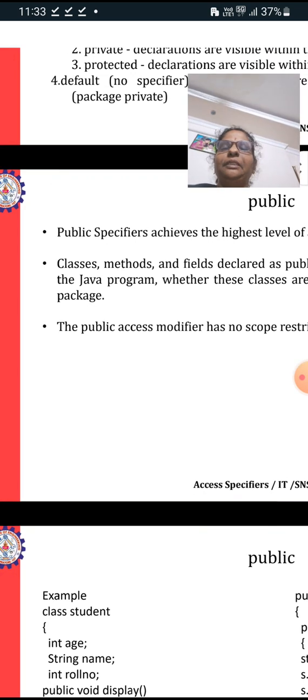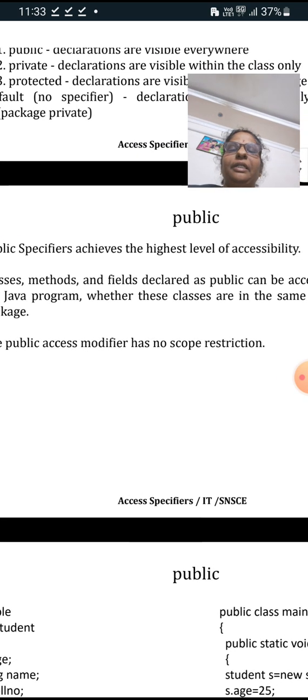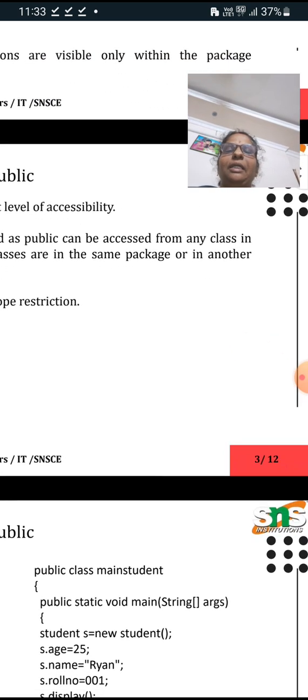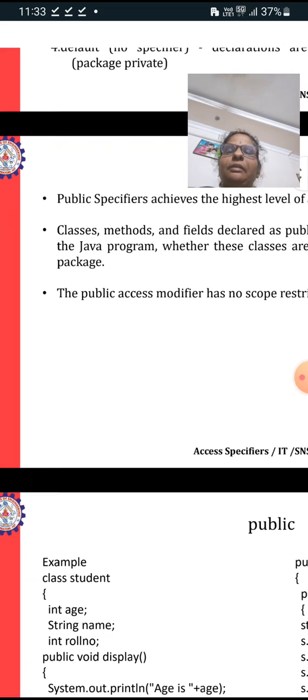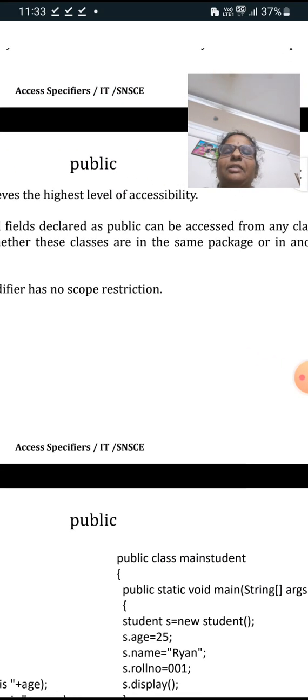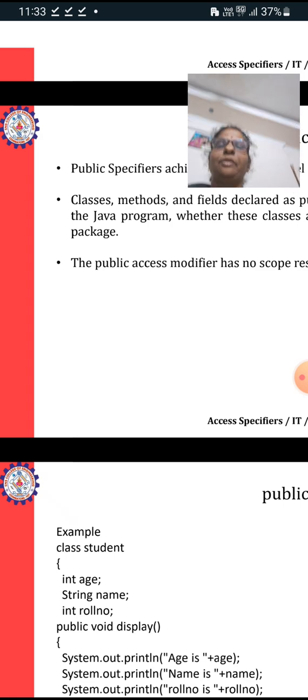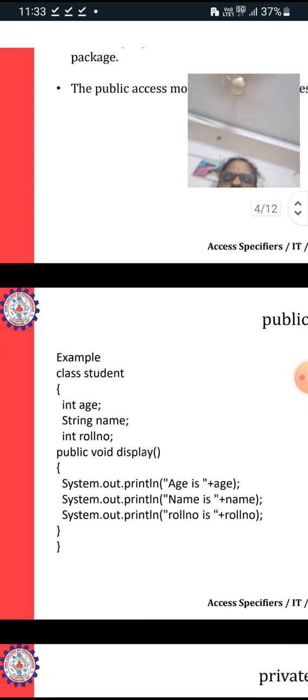The public specifier has the highest level of accessibility. A class, method or field declared public can be accessed from any class in the Java program, whether these classes are in the same package or in another package. The public class modifier has no scope restrictions.